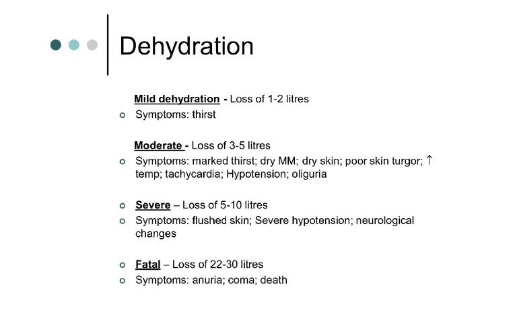However, moderate dehydration, that's when things get progressively worse and you lose 3 to 5 litres approximately. Symptoms of this would be extreme thirst, dry mucous membranes, dry skin, poor skin turgor, increased temperature, tachycardia, hypertension, and oliguria. Oliguria is markedly reduced urine output, which would be less than 400 ml in a 24-hour period. I'll just put that here, less than 400 ml in 24 hours.